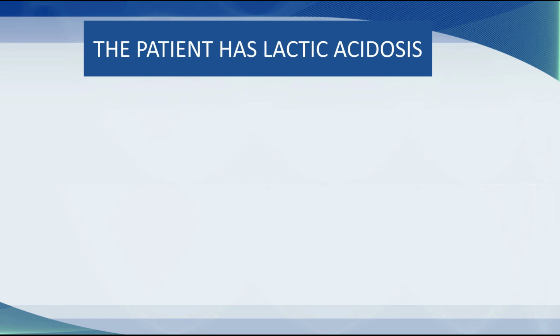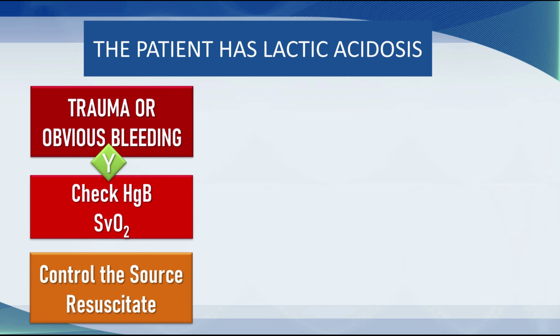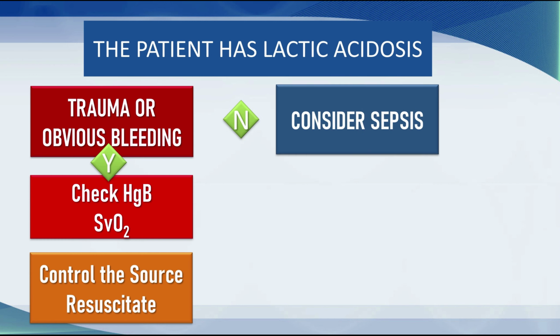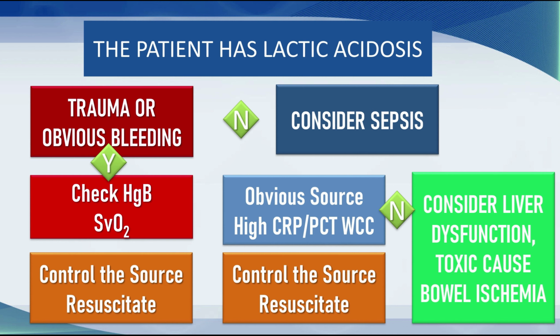So when you see a patient with a lactic acidosis, I think this is a good way of working the problem. First question is, was the patient involved in a trauma or are they obviously bleeding? You can check the hemoglobin and the mixed venous oxygen saturation, control the source and resuscitate preferably with blood products. If not trauma or bleeding, is this sepsis? Look for a source, look for markers of sepsis, like a raised CRP, procalcitonin, a high white cell count, evidence of infiltrates on the chest x-ray, confusion, etc. Give antibiotics, resuscitate with a moderate dose of crystalloid and control the source. If not sepsis, consider liver dysfunction, a toxic cause, and in particular, bowel ischemia.